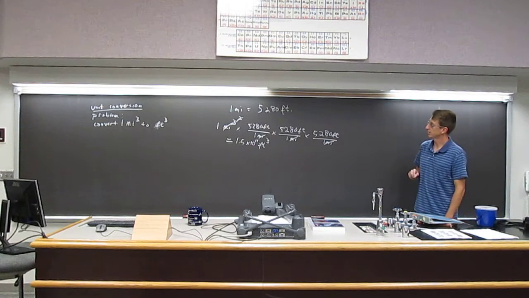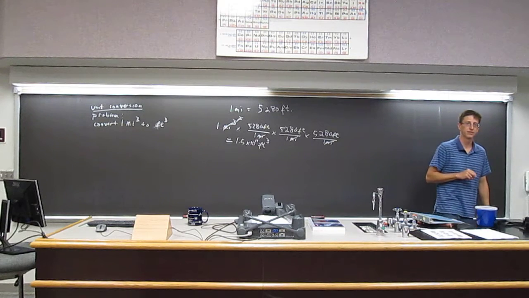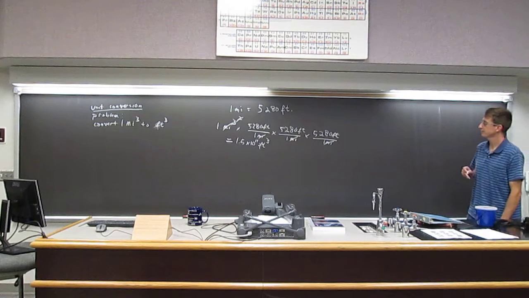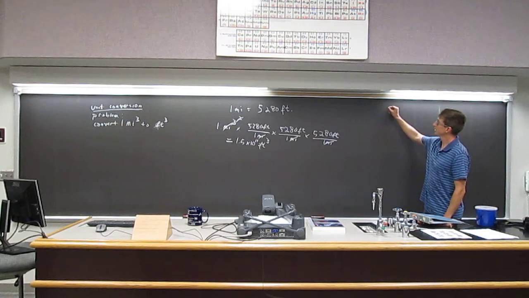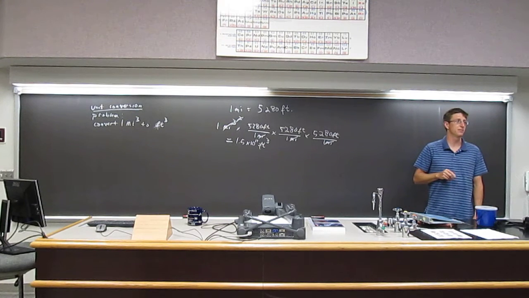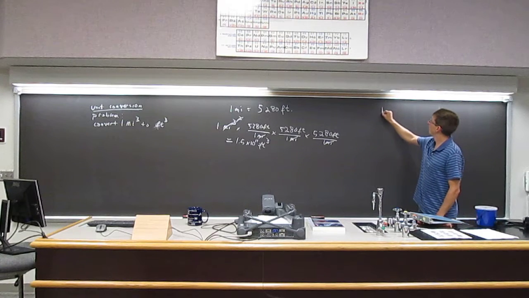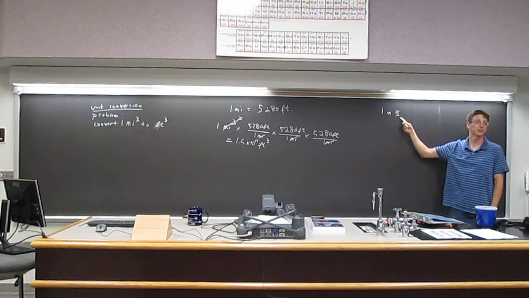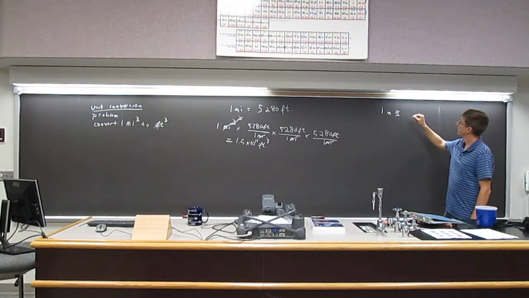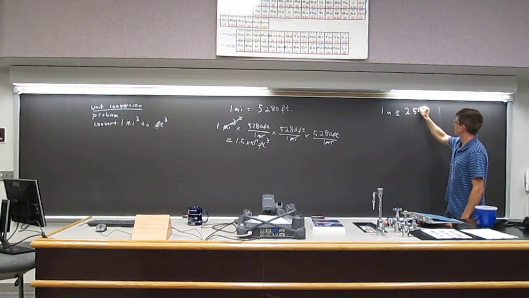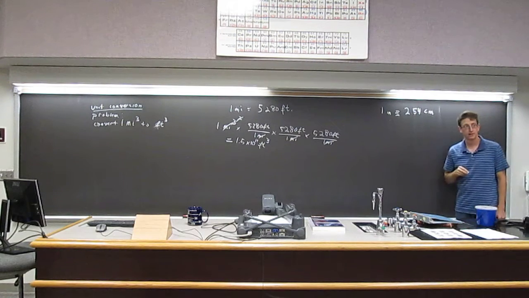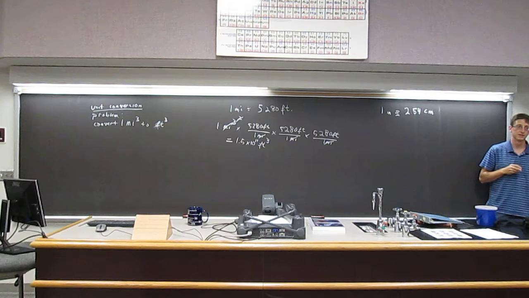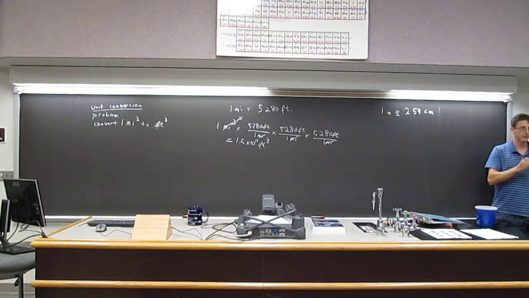Let's just look at the length part of the English units. First of all, the connection between English units and metric units is the following: 1 inch is defined, so the equal sign means defined, as 2.54 centimeters.